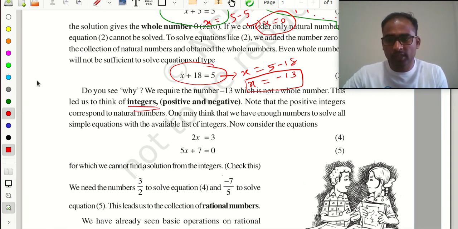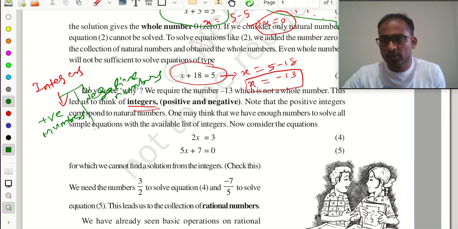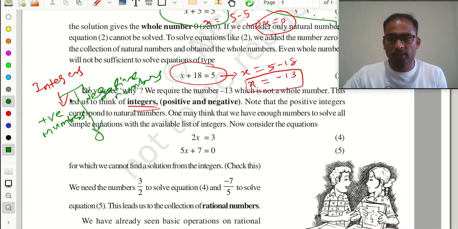The reason is that in integers we have positive numbers and negative numbers and 0 also. Clear? In integers we have negative numbers, positive numbers and 0.